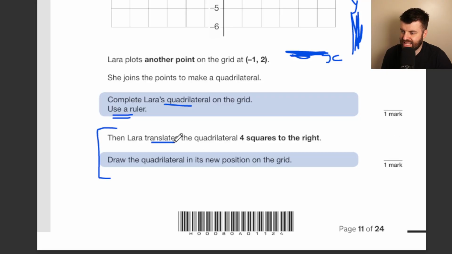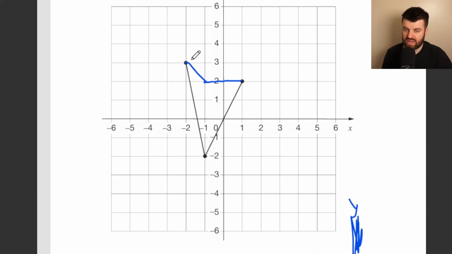Then Lara translates, which means moves the quadrilateral 4 squares to the right. Draw the quadrilateral in its new position on the grid. To translate a shape, you go to each corner, and we're going to move it 4. 1, 2, 3, 4. This one would move here. This corner, 1, 2, 3, 4 would go right there. This corner, 1, 2, 3, 4 would go here. And this corner that we just put in, minus 1, 2, 1, 2, 3, 4 would go right there.